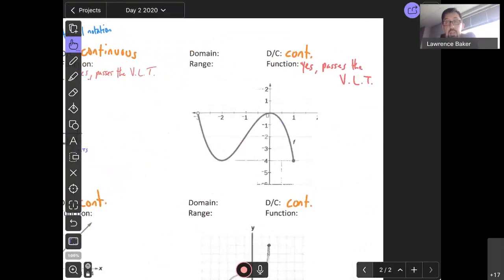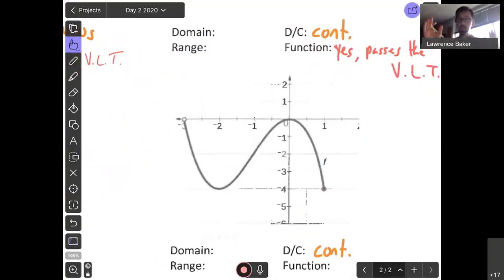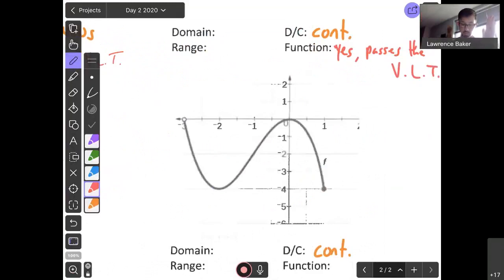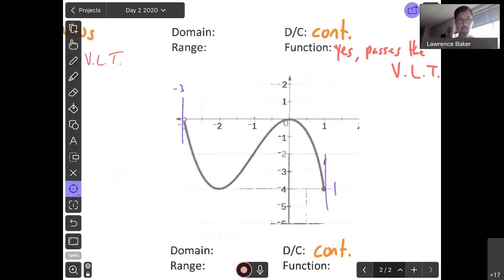As I go looking at domain, I want to think domain is x's. That goes left to right. So I want to start on the left side and see what the lowest value is. Looking at that, it looks like it's right there at -3, and then the right side looks like it's at 1. But you should notice that there's something different about this graph. It has an open circle here, and over here it has a closed circle.